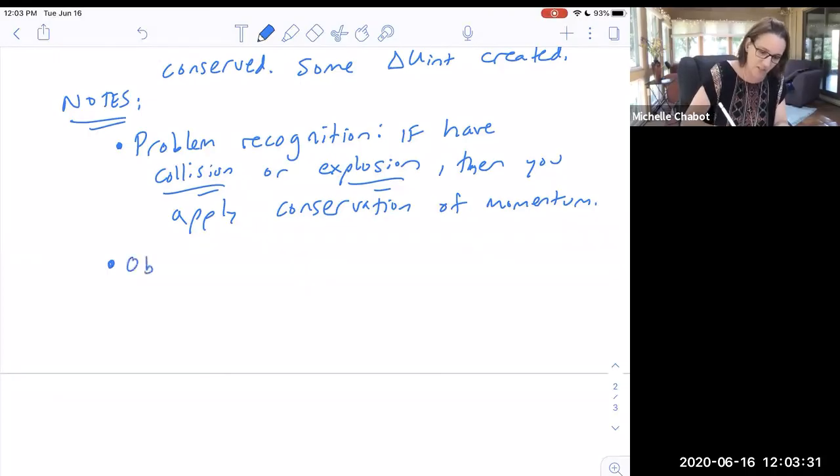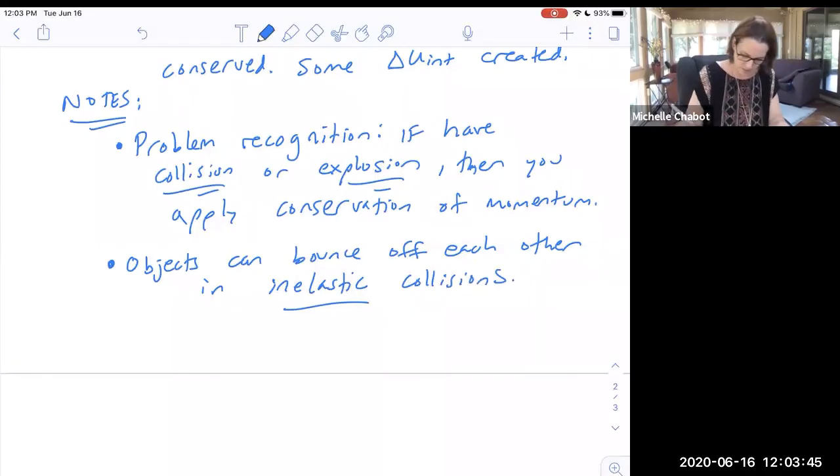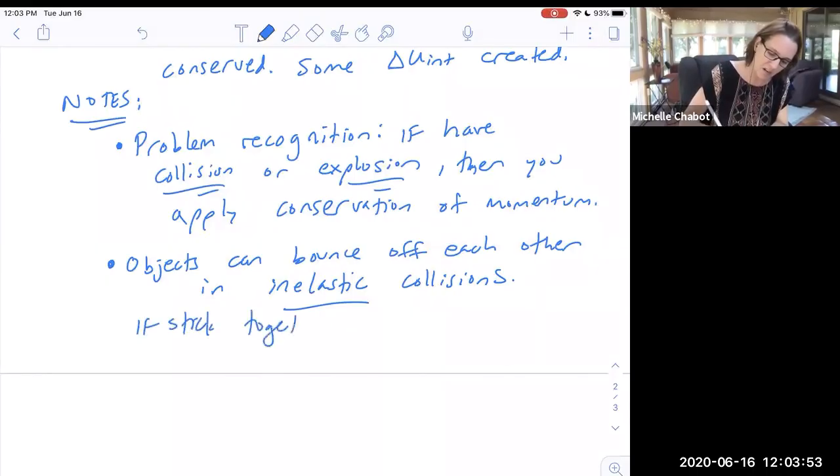So objects can bounce off each other in inelastic collisions. If they stick together, we call that perfectly inelastic.